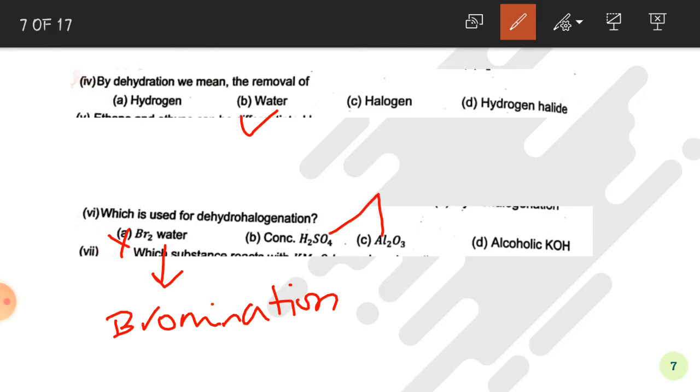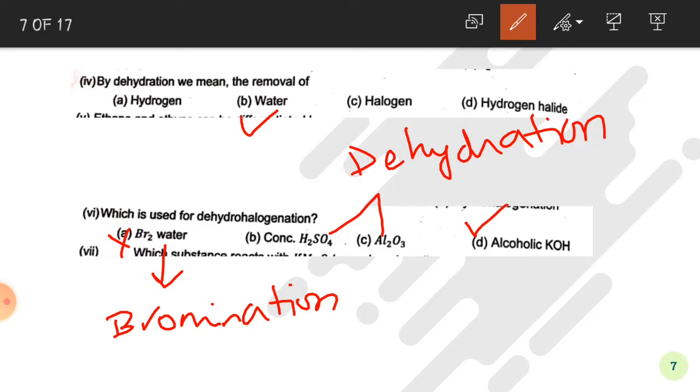Now concentrated H2SO4 and Al2O3 are used for the dehydration. So these two also are not the correct option. So the correct option for this MCQ is the alcoholic KOH. This alcoholic KOH is used for the dehydrohalogenation.